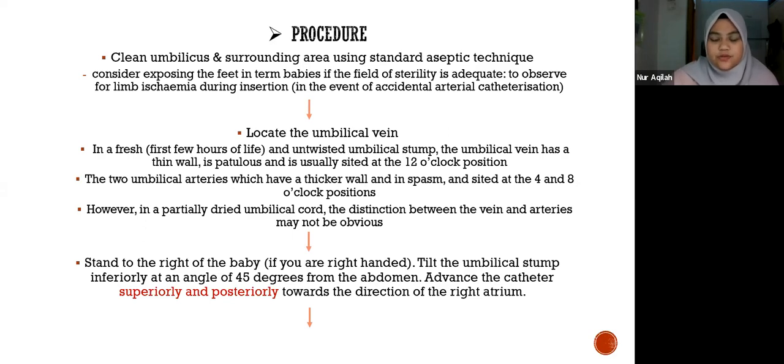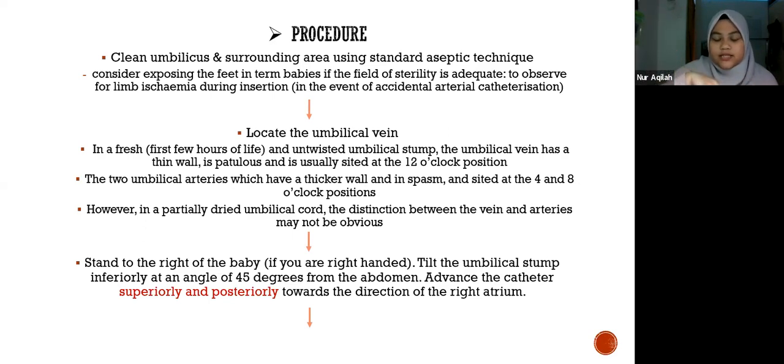So here's the difference between insertion of umbilical vein catheterization and umbilical artery catheterization. In umbilical artery catheterization, we would advance the catheter inferiorly towards the direction of the lower limb, because it has to go down first in the umbilical artery before it then curves back to enter the internal iliac artery and also the descending aorta. However, in this case, we want the flow essentially upward from the umbilical vein via the ductus venosus and then enter the inferior vena cava.